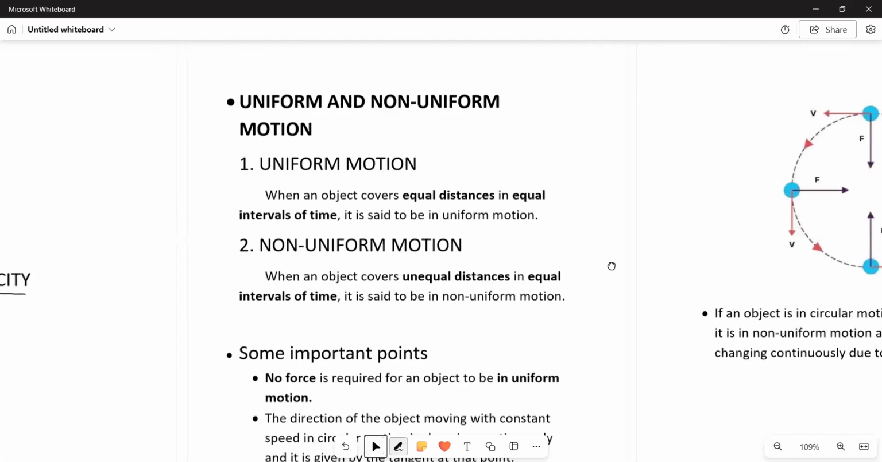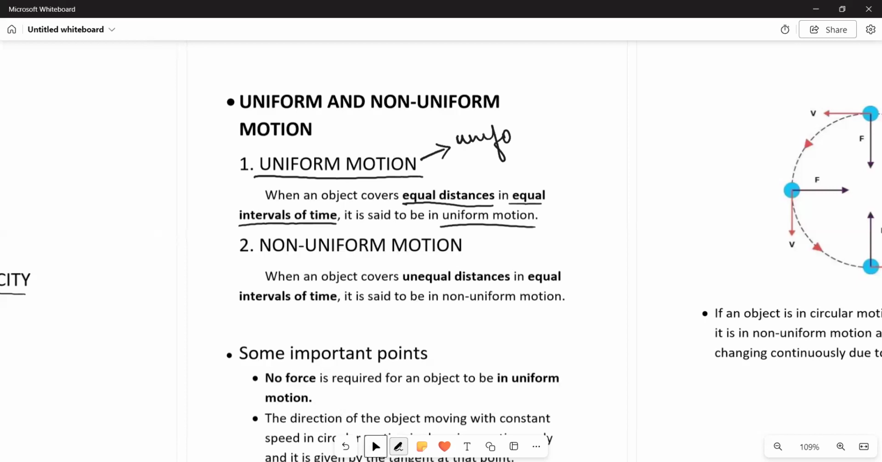Okay, so first we'll see what is uniform motion. When an object covers equal distances in equal intervals of time, it is said to be in uniform motion. We have also seen this before, right? For the concept of uniform speed, where equal distances were covered in equal intervals of time, right? So we can also say that whenever there is a uniform speed, we will see a uniform motion.